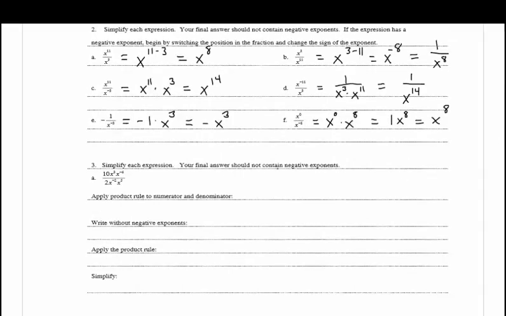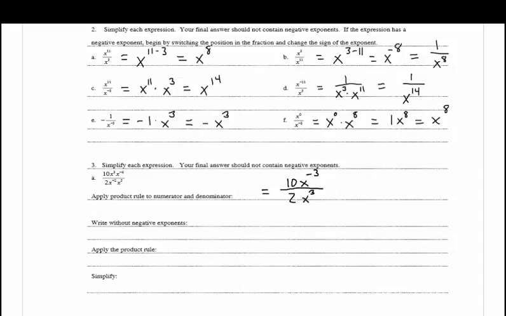Your final answer should not contain negative exponents. In A, we have 10x cubed x to the negative 6 divided by 2x to the negative 2 x to the 5th. The first thing they want us to do is apply the product rule to the numerator and denominator. So this is going to be equal to 10, and we have x cubed times x to the negative 6 gives us x to the negative 3. And in the denominator, we have 2, and we have x to the negative 2 times x to the 5th, and that's x to the 3rd.